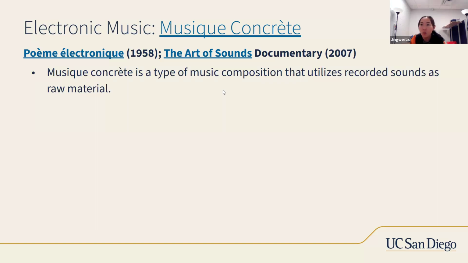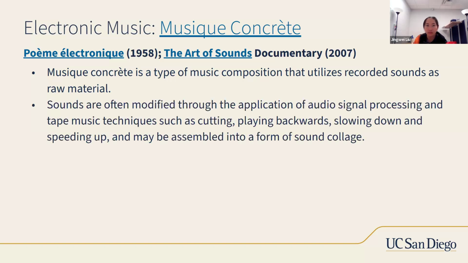So what is musique concrète? It is a type of music composition that utilizes recorded sounds as raw material. Sounds are often modified through the application of audio signal processing and tape music techniques, such as cutting, playing backwards, slowing down, and speeding up, and may be assembled into a form of sound collage.